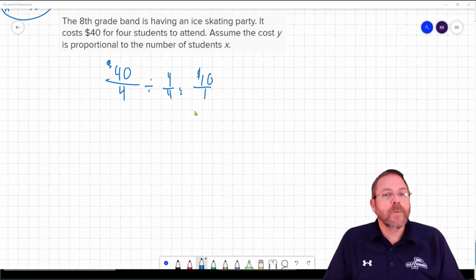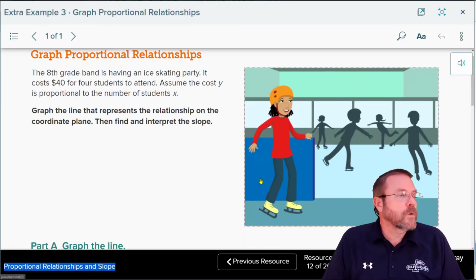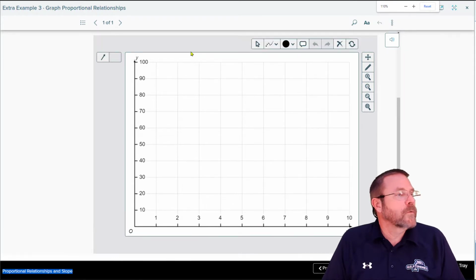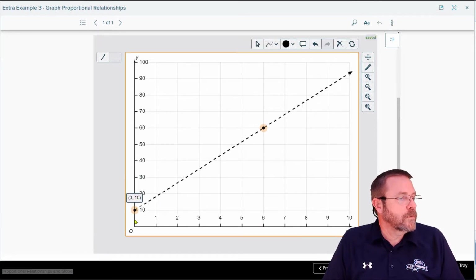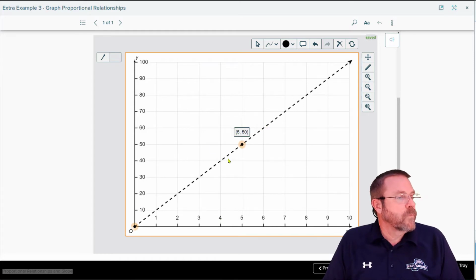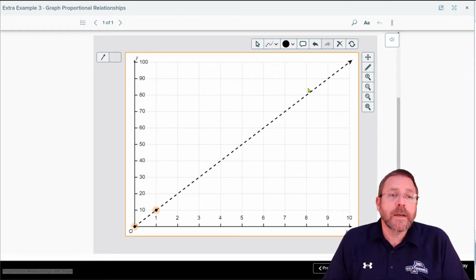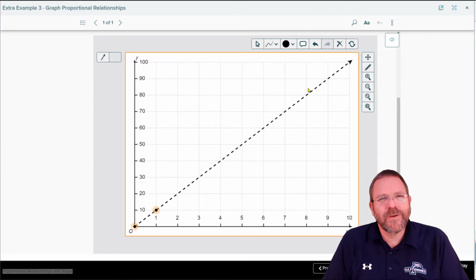Now with that information, we can jump back over to the problem page and start creating ourselves a graph. That means that, of course, if no students attended, that would be 0 cost, and if 1 student attended, that's going to be a cost of 10, and from there it's going to be a dotted line continuing up from that. It's a dotted line because can half a student ice skate? That'd get pretty messy on the ice, guys. I'm just saying, gross, okay?